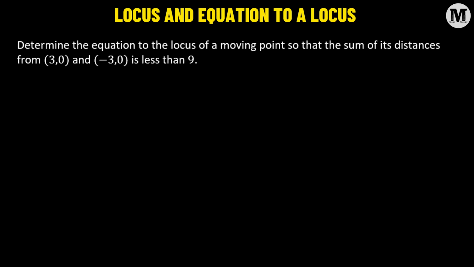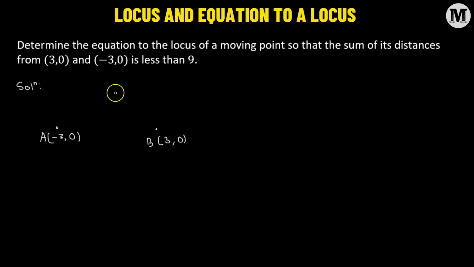Determine the equation to the locus of a moving point so that the sum of its distances from two other points is less than 9. Let us begin. Let's say we have a point A. A has the coordinates -3, 0. We have another point B. B has the coordinates +3, 0.